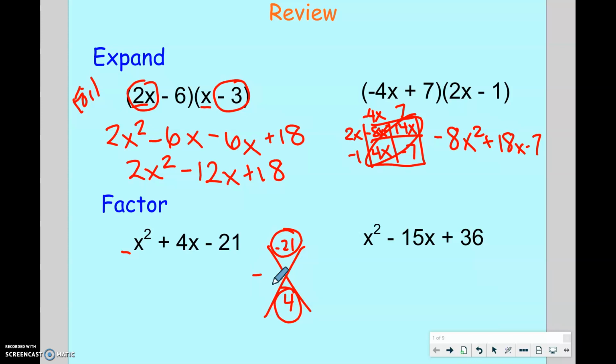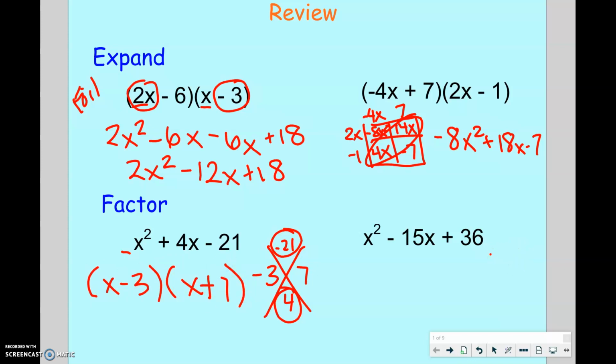So the two numbers I think of that can multiply to be negative 21 and add to be 4 would be 7 and 3. So the 3 would have to be the negative one, and the 7 would have to be the positive. So I'd get x minus 3 and x plus 7.